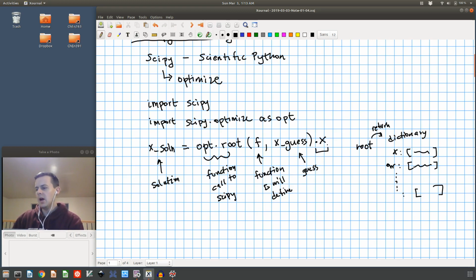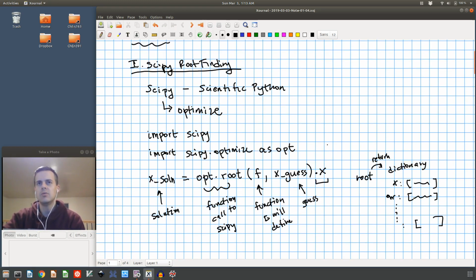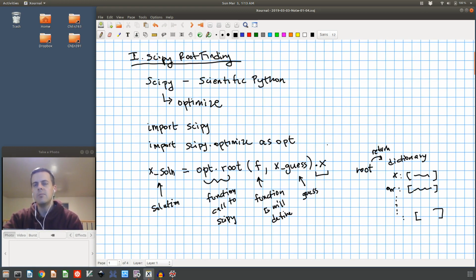So I'm going to say a couple of things about using root, and then I have an activity worksheet to go through and do. So let me say a couple of things first.